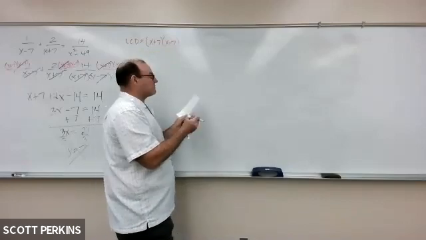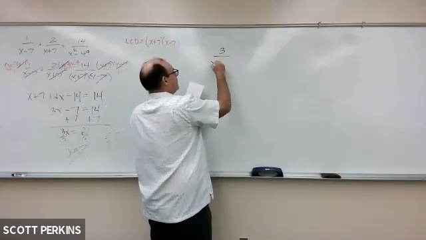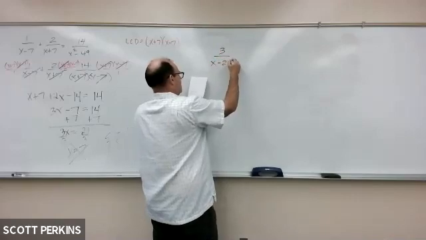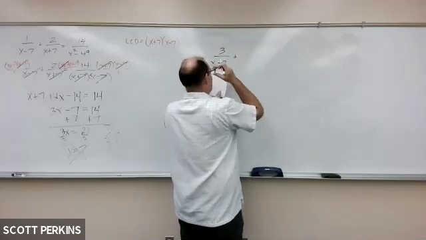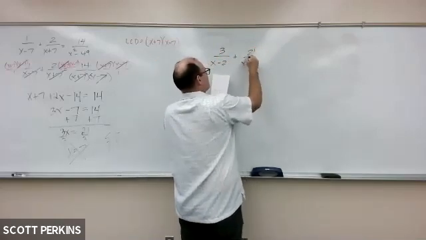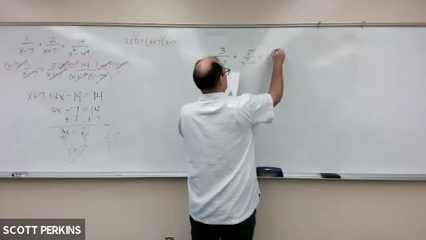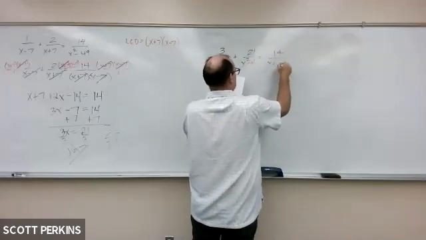So here is your next problem. Let's say you have this. 3 over x minus 2 plus 21 over x squared minus 4 is equal to 14 over x plus 2.